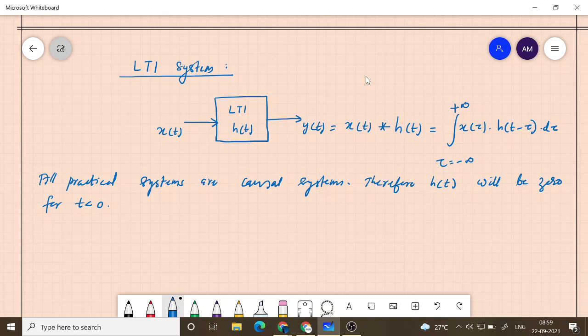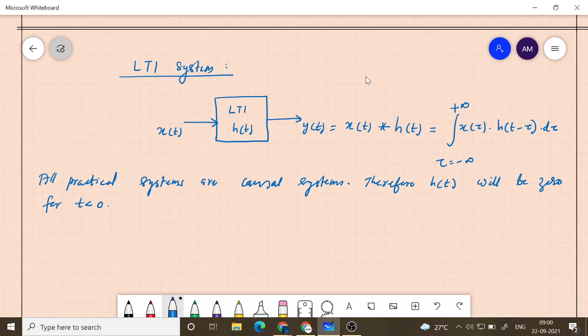Why? Because if you give an input delta of t, which happens only at t equal to 0, the output cannot come before t equal to 0. It will start coming from t equal to 0. That is the property of a causal system. So all practical systems are causal systems. Therefore h of t, the impulse response, will be 0 for t less than 0. So h of t will give some non-zero values only from t equal to 0.